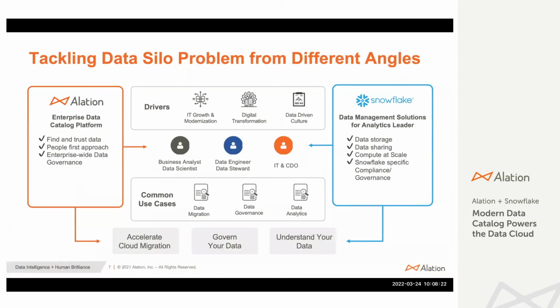What I'd like you to take away from this slide is how we tackle data silo problems from different angles. Alation tackles data silo challenges by helping users in the middle around finding and trusting the data. Snowflake tackles the data silos by helping with centralizing the data storage, giving access to the right people on a centralized data storage system. This is how we break down data silos together, by helping joint users understand the data, govern the data, and accelerate cloud migrations, a very popular use case.